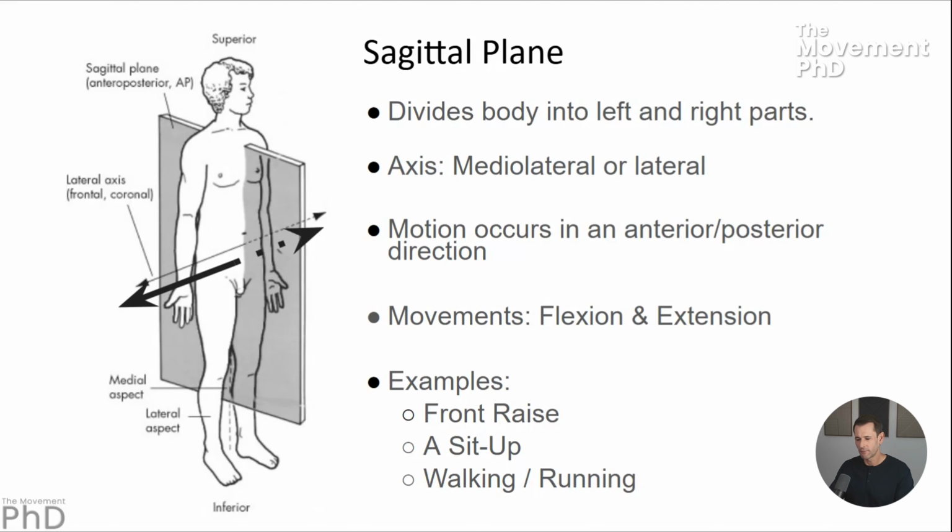So as you take your step forward with, say, your right leg, that's going to be flexion because it's moving anterior. That flexion of your hip occurs in the sagittal plane about that lateral axis. If you're picking your foot up to put it on a step going up the stairs, that is also hip flexion. That is a sagittal plane movement occurring about that lateral axis. So to review that, it divides the body left and right. The axis is lateral. Movements are flexion and extension. So whenever we talk about flexion and extension in this podcast, it's going to be a sagittal plane movement.